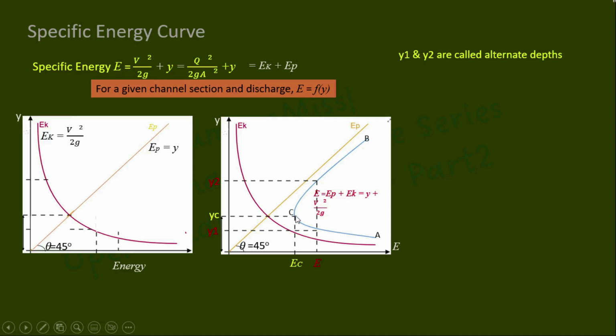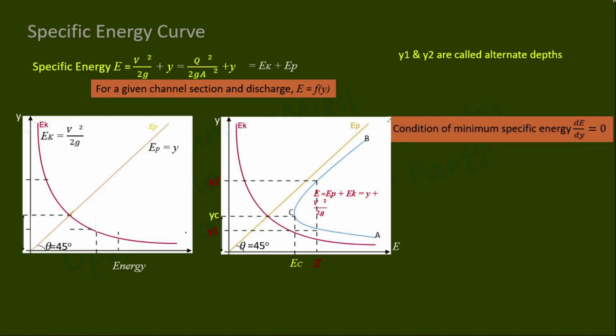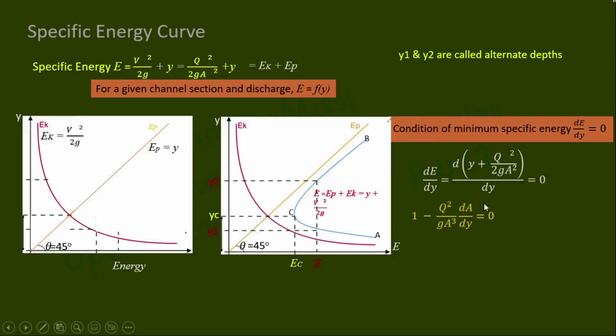So how will you find out the minimum value of specific energy? For a given channel section and discharge, E is a function of y. The condition of minimum specific energy can be determined by differentiating this E with respect to y and equating to 0. So E equals Q square by 2gA square plus y.